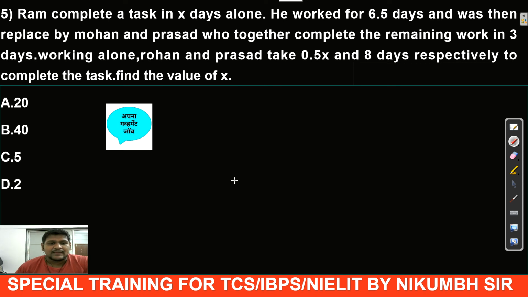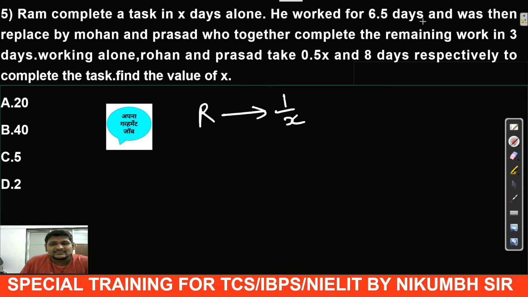See, Ram completes a task in X days alone. So per day, how much work is done by Ram? 1 by X, right? Per day, Ram is doing 1 by X work. That's why in X days he can complete the total work.